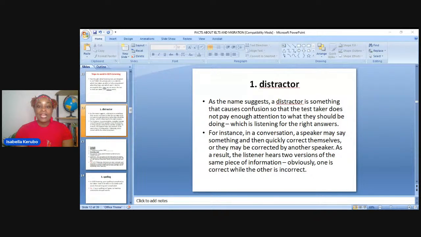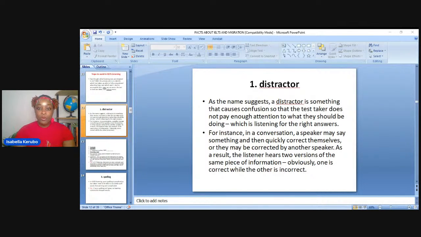Trap number 2, spelling. One thing that you need to understand: even if you write the correct answer, if the answer is wrongly spelled, you lose a point.